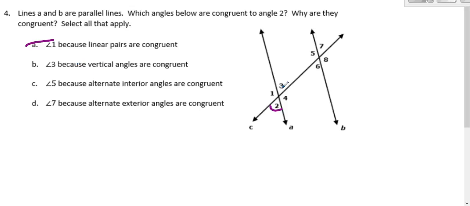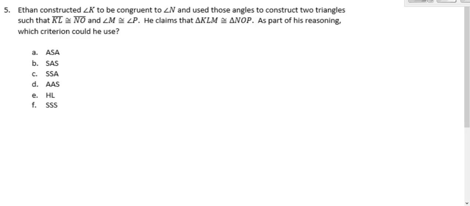Angle 3, are 2 and 3 congruent? Yes, because they're vertical angles, yes. Angle 2, angle 5. Those are not congruent, they're not alternate interiors. How about angle 7? Those are congruent, they are alternate exterior, that's true. Next.